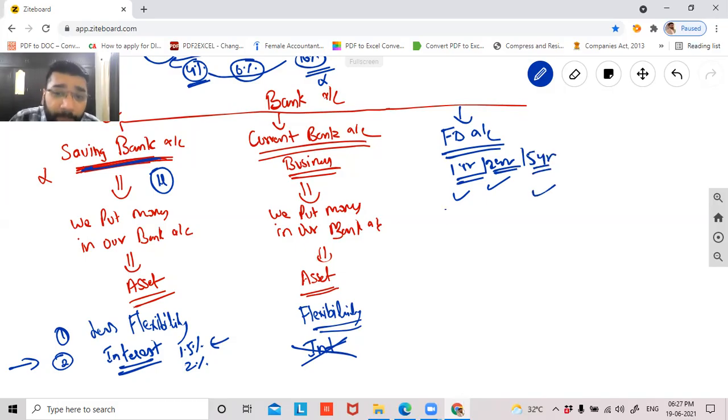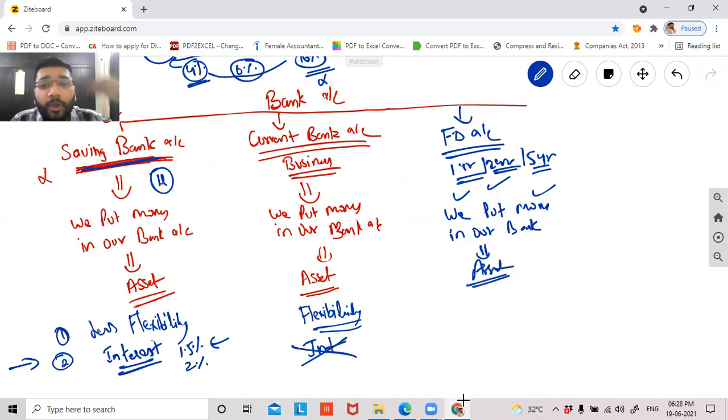So this is also, guys, we put our money in our bank account. So this is also an asset for me, because whenever I want in future, after 1 year or 2 years or 5 years, after the date is matured, I'll get the money back. Hence it is an asset. In a savings bank account, I'm getting interest, and here also I'm getting interest. There is less flexibility in the FD.